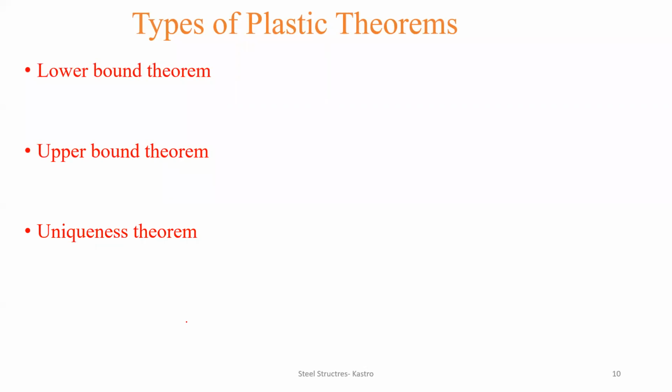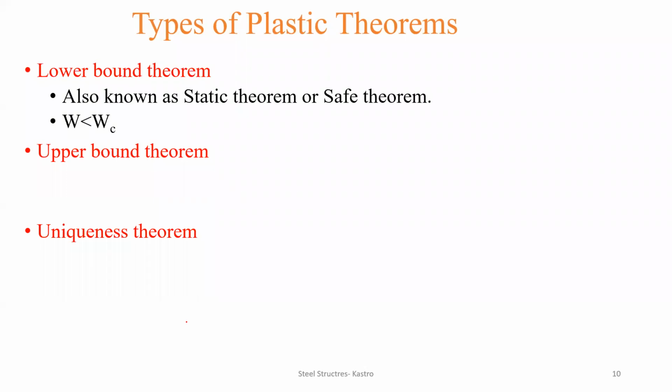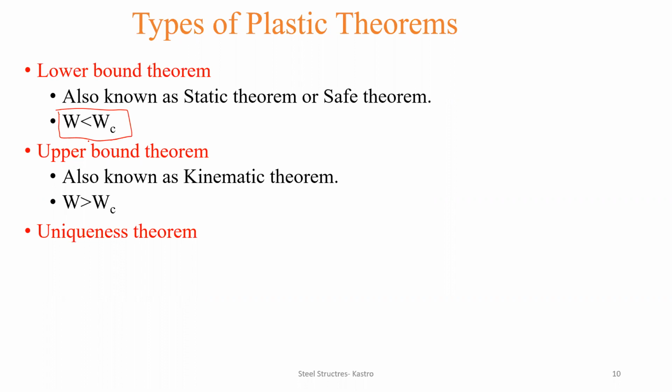Now what do these theorems have in common? In the lower bound theorem, which is also called the static theorem or safe theorem, the working load will be less than the factored load. This condition is very important. W is nothing but the working load and WC is nothing but the factored load. So in the lower bound theorem, the working load is less than the factored load. Whereas in the upper bound theorem, the working load is greater than the factored load. This upper bound theorem is also called the kinematic theorem.